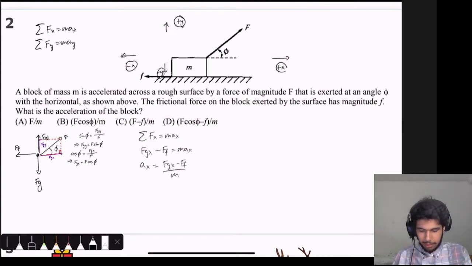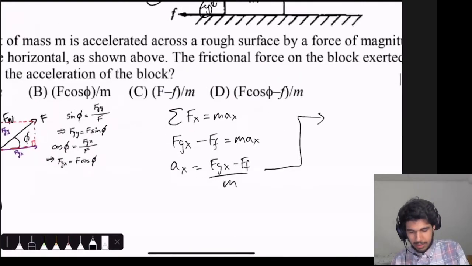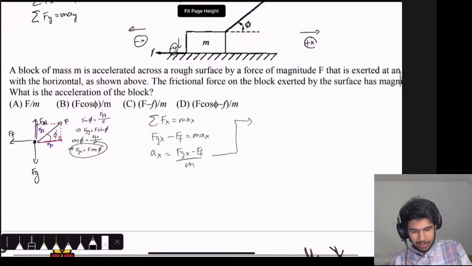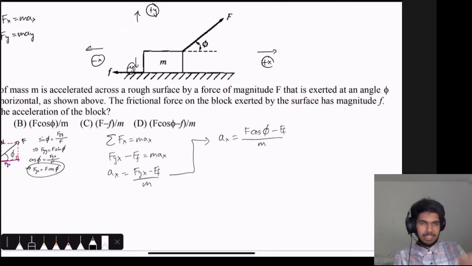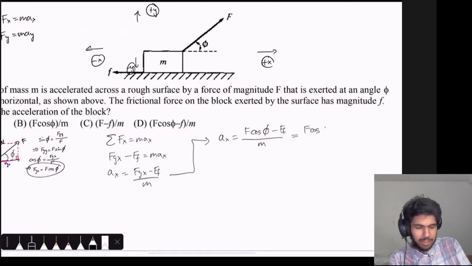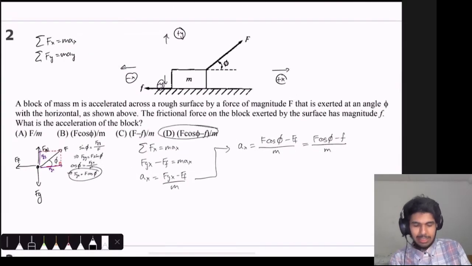Okay, and if we look at the answer choices, it's not really any of the answers yet, but luckily we can make a substitution because we know what FGX is, right? We just computed it here. So let's make that substitution, and we'll get that ax equals F cosine of phi minus Ff over m. I used Ff to denote friction, but they just use a lowercase f, so just to match their syntax, I'll change it a little bit. So that's our answer, and we see that, oh wow, that is choice D. So that was a nice and simple multiple choice for the most part.